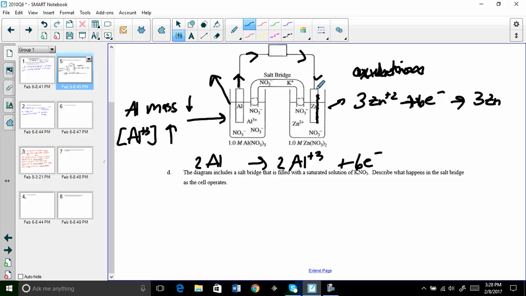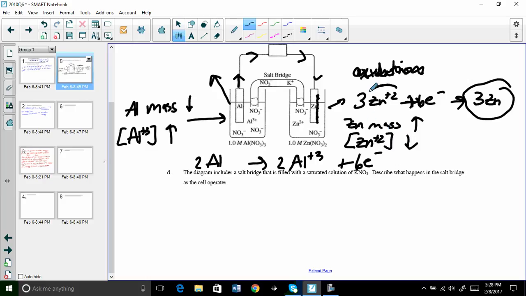These electrons come over and go down the metal, and the electrons hit the zinc in solution. You can look at this equation: you're making zinc metal. In the reduction half cell, the zinc metal mass goes up because you're making zinc, whereas this goes down. But then, interestingly, the zinc concentration goes down because the equation tells you that the zinc ions in solution are turning over to zinc metal.